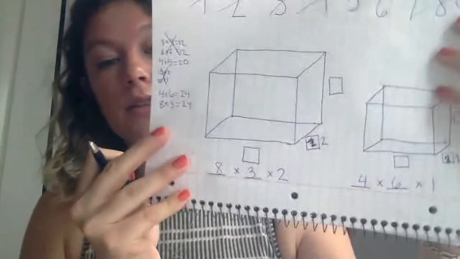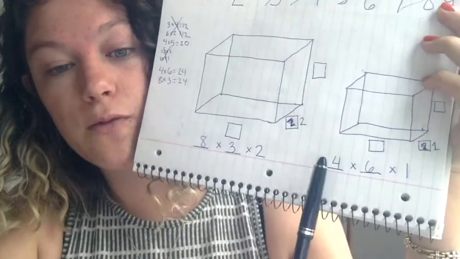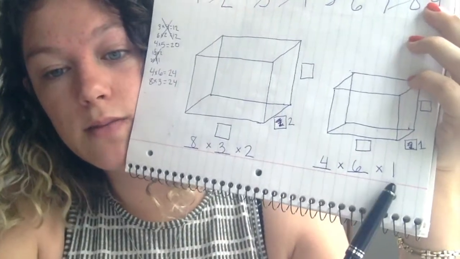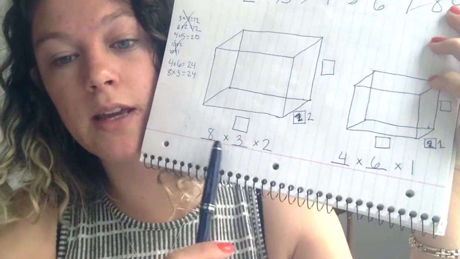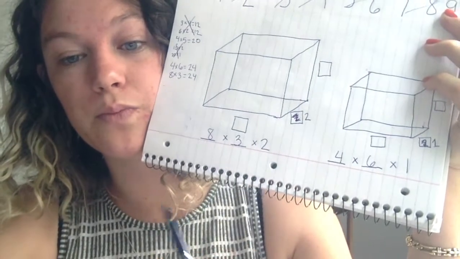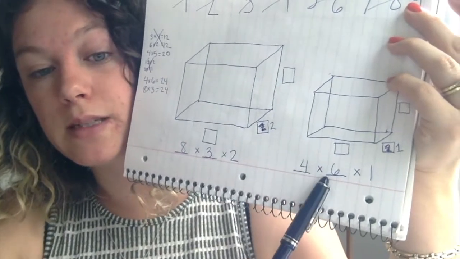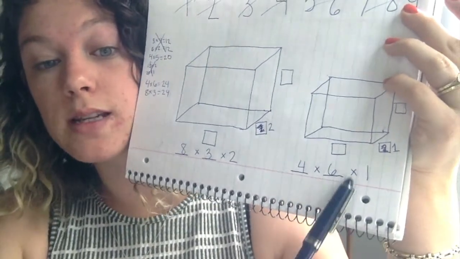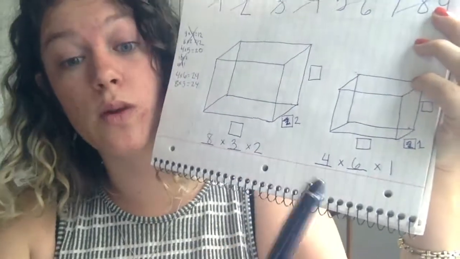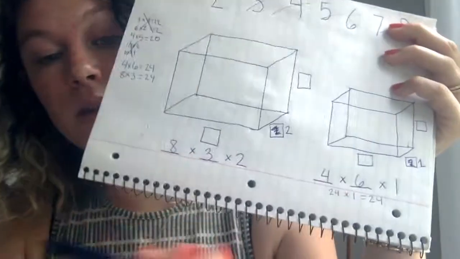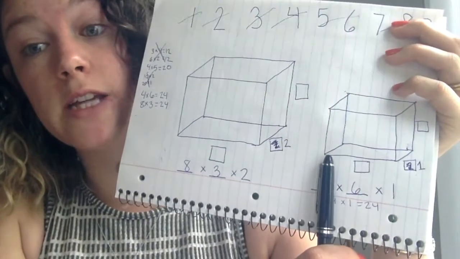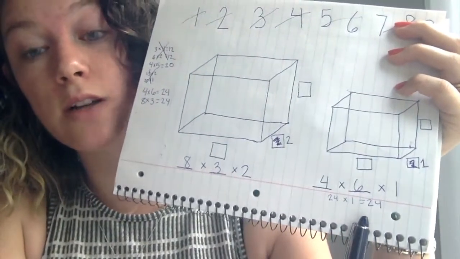Okay, so here's what I have. I put 4 times 6 times 1, and over here I put 8 times 3 times 2. So we'll solve this one first. 4 times 6 is 24, times 1 would be 24. So for our first smaller rectangular prism, we got 24 as our volume.